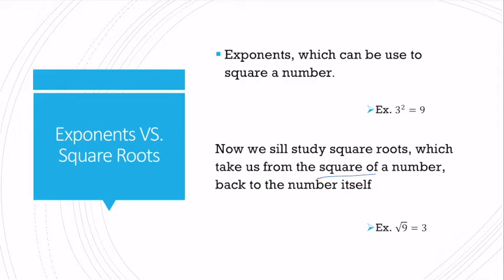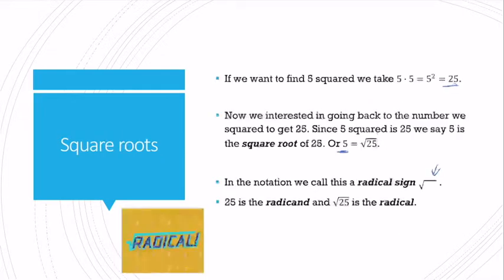We call this symbol right here a radical sign. The whole thing itself is a radical. So this is an example of a radical. 25 is the radicand, right? That's what we are taking the square root of.